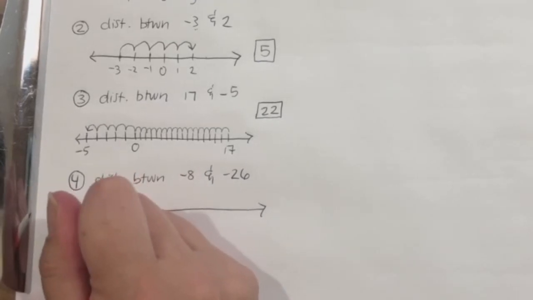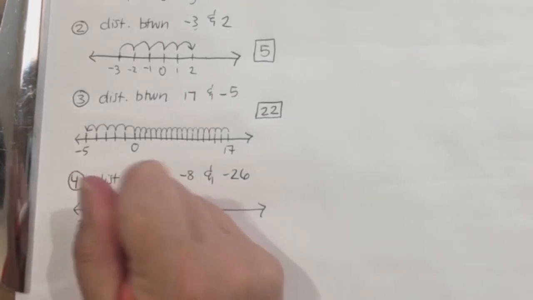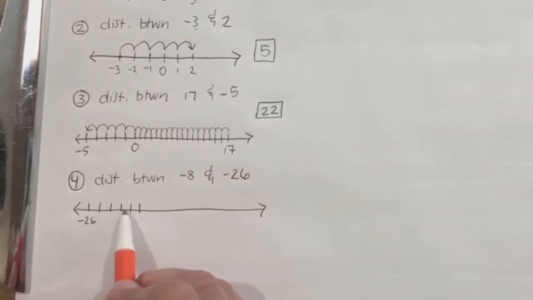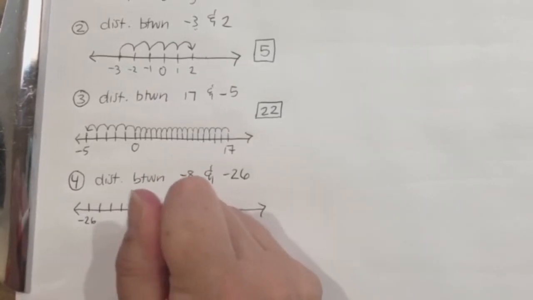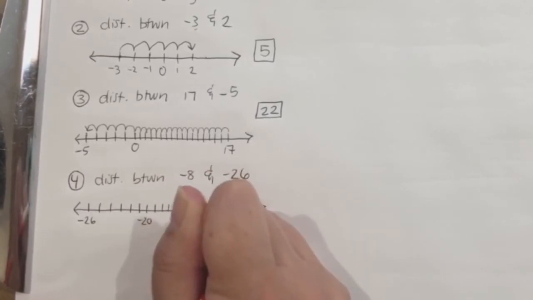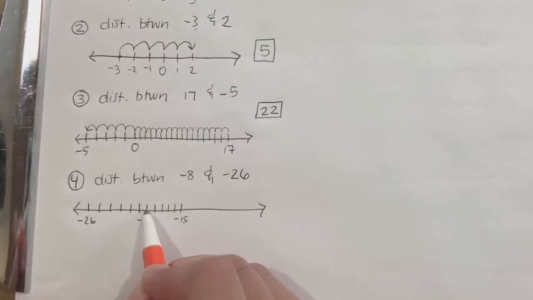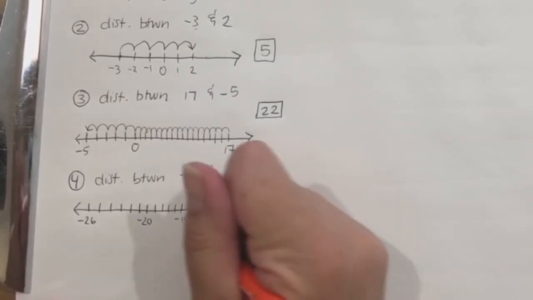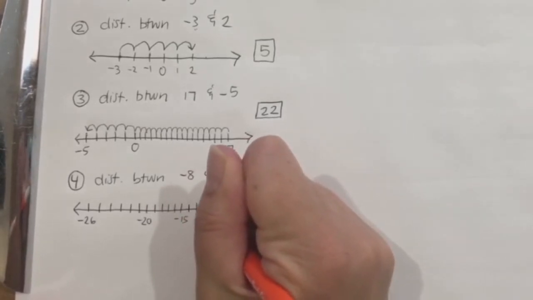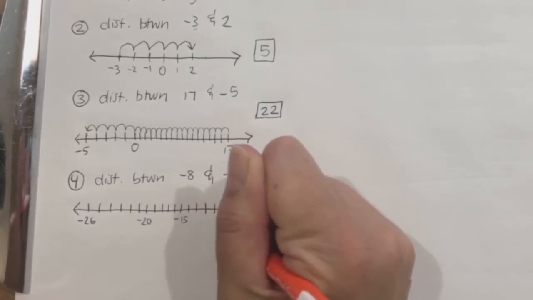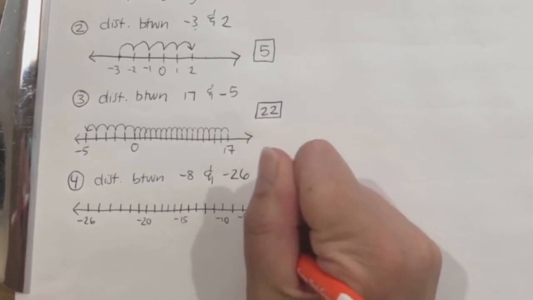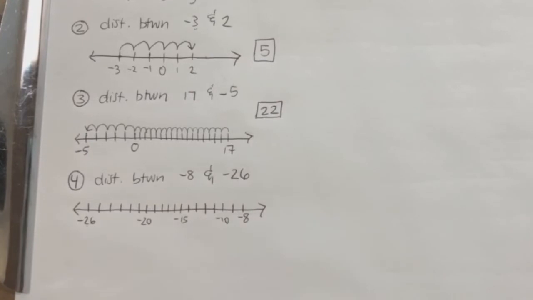So let's start at -26, -25, -24, -23, -22, -21, -20, -19, -18, -17, -16, -15, -14, -13, -12, -11, -10, -9, -8. All right, just making sure I'm counting properly. We've got our numbers on there from -8 to -26.